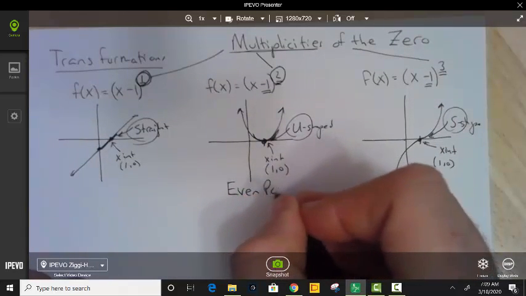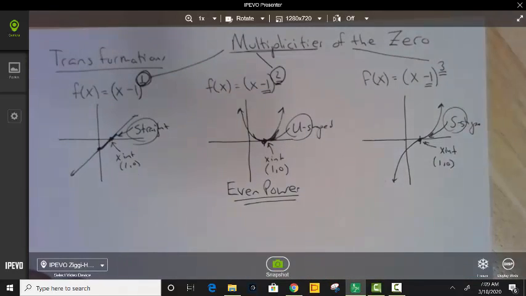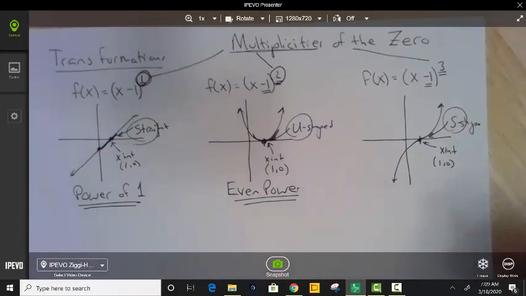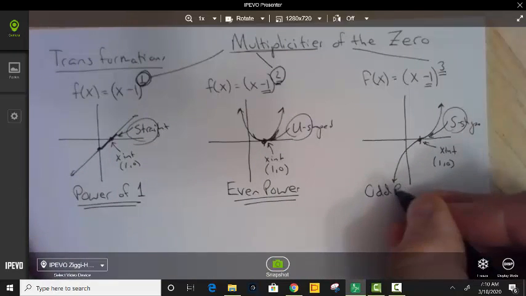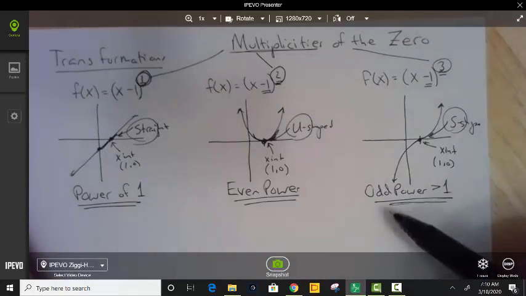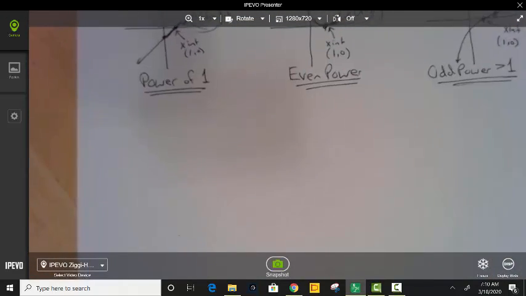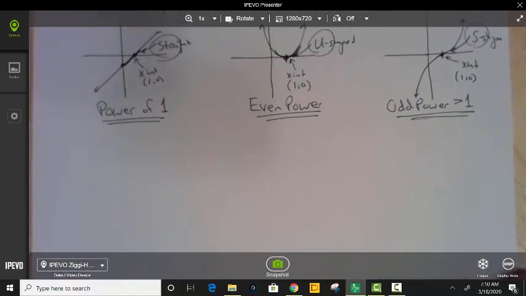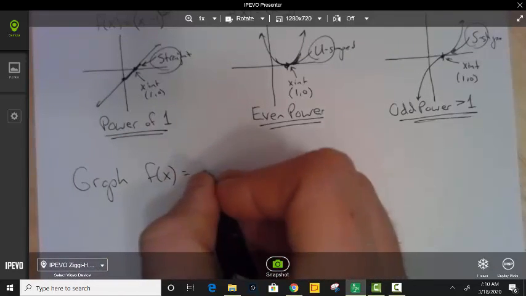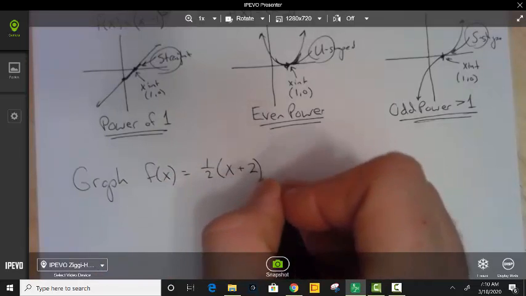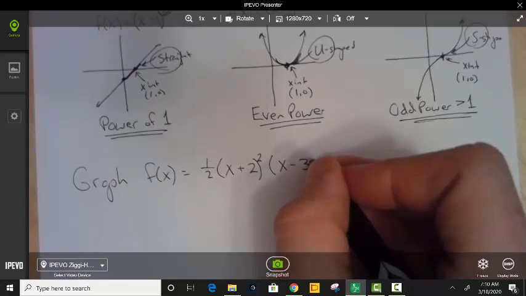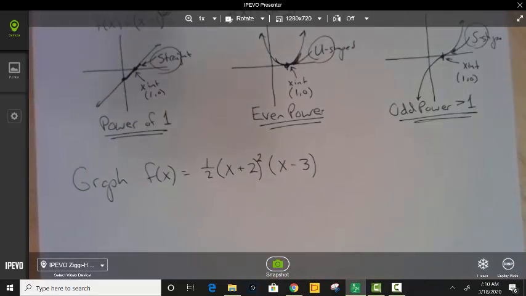Anytime we have an even power, we're going to have a U-shaped graph. It's going to be a straight line if we have a power of 1. And then it's going to be an S shape if we have an odd power greater than 1. So if the power is 3, 5, 7, whatever it may be, the shape's going to be an S shape, provided that it's an odd power greater than 1. So with that said, if we want to graph f of x equals, say, 1/2 (x plus 2) squared, (x minus 3), like this.